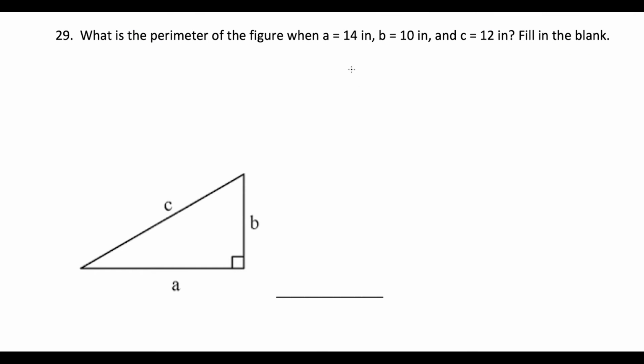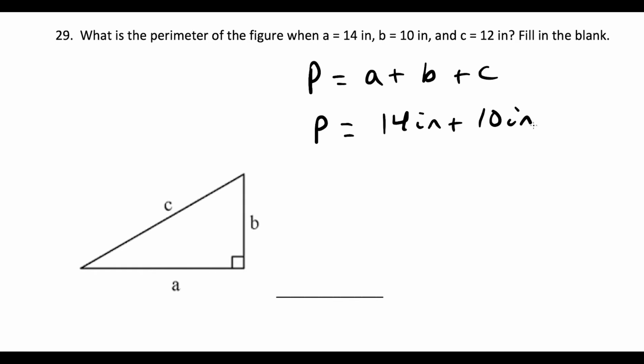Question 29, we're finding the perimeter of this triangle here. And the perimeter is going to be made up of these 3 sides. We're going to add the sides together. We have A plus B plus C, since these represent the 3 sides of the triangle. And now we just plug in. A is 14 inches, plus B is 10 inches, and C is 12 inches. So all we have to do here is just add the numbers. So we have 14 plus 10 is 24, and 24 plus 12 is 36. So we're going to have 36 inches. That is the perimeter of this triangle.